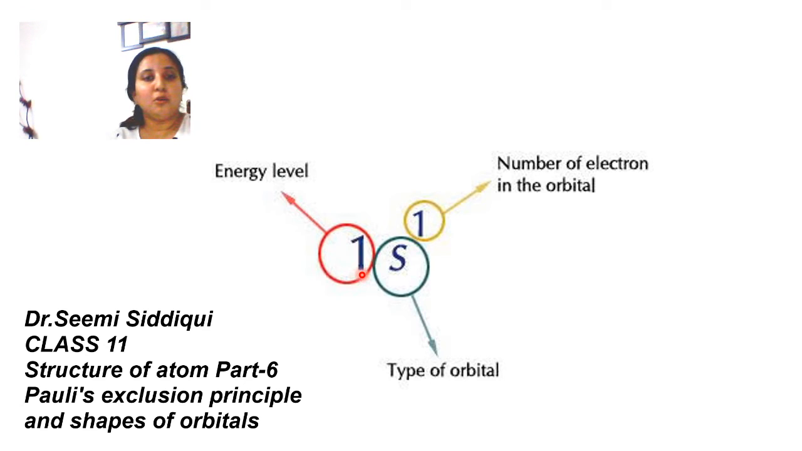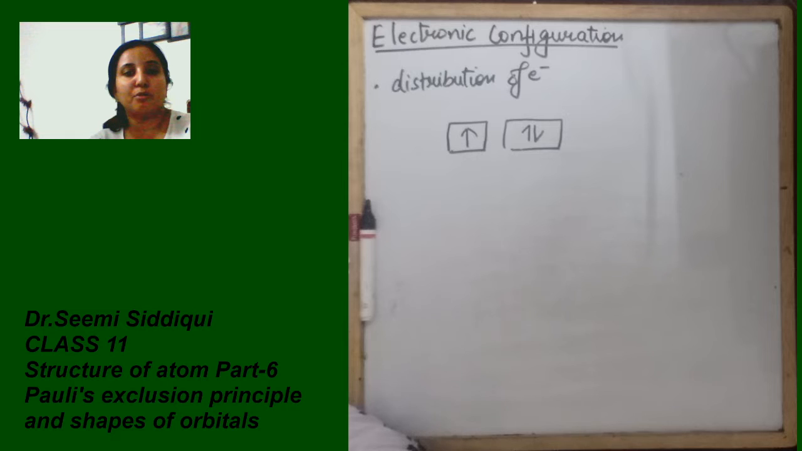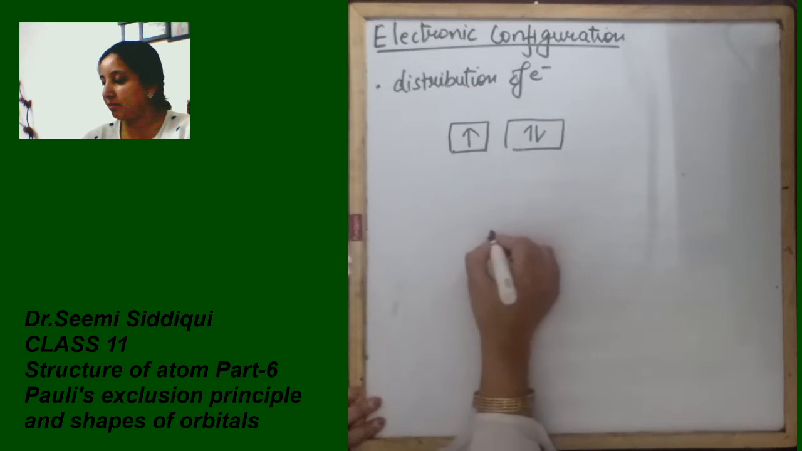Now in this, if you look, the number here symbolizes the energy level. S means the type of orbital, and the superscript 1 means the number of electrons present in the orbital. In this manner we write down the electronic configuration. Now let's look at one more example.